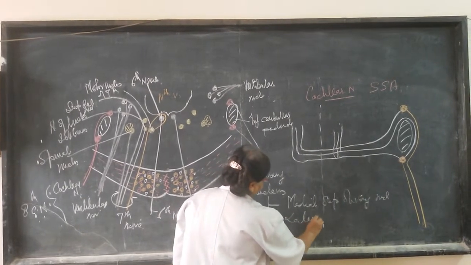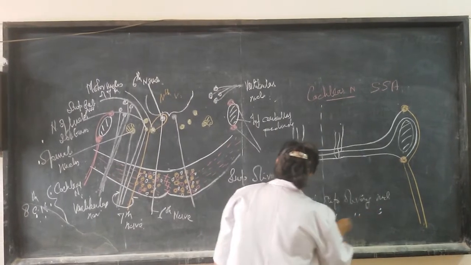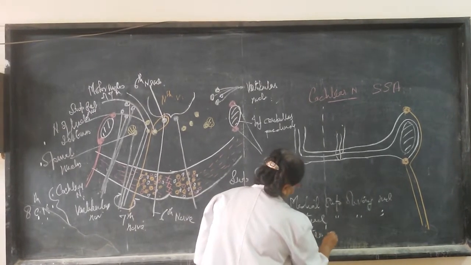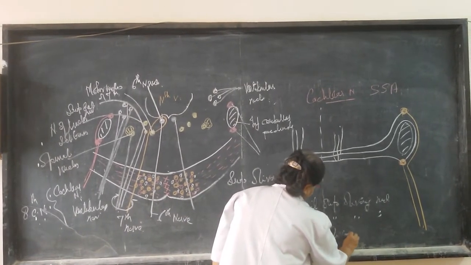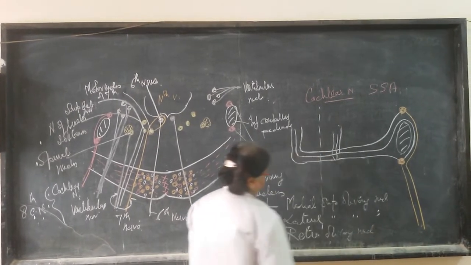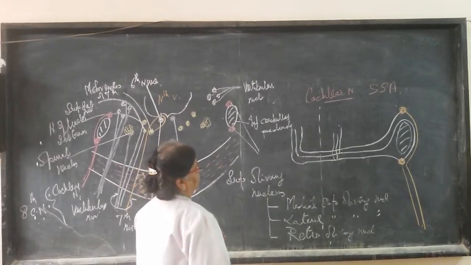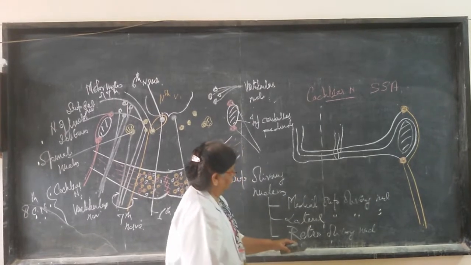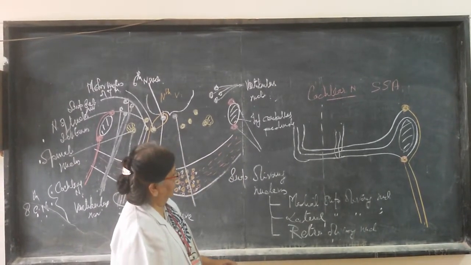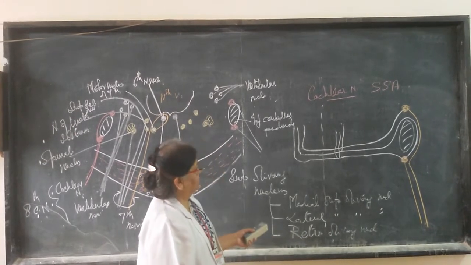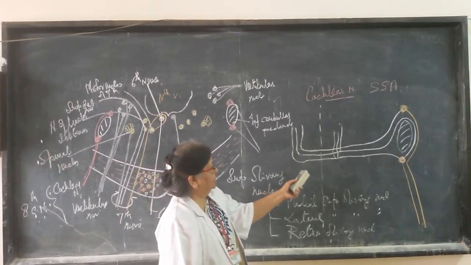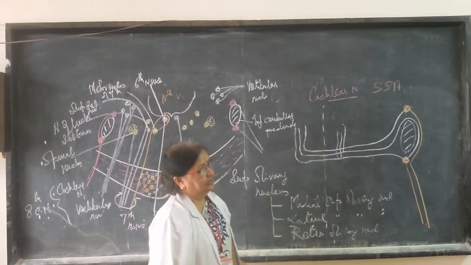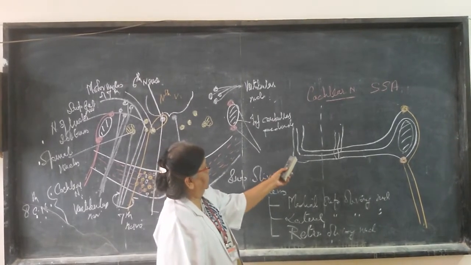lateral superior olivary nucleus and retro-olivary nucleus. The fibers which start from the ventral cochlear nucleus terminate in the superior olivary nuclear complex, and from this fresh fibers start which cross to the opposite side, or these fibers may remain on the same side, and they help in formation of the lateral lemniscus.